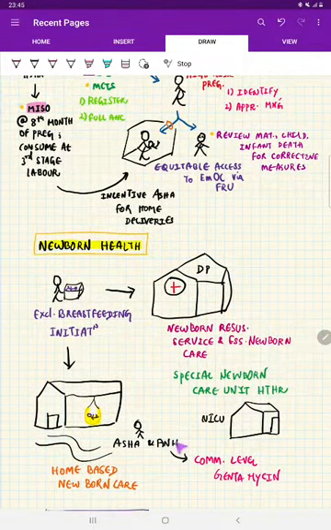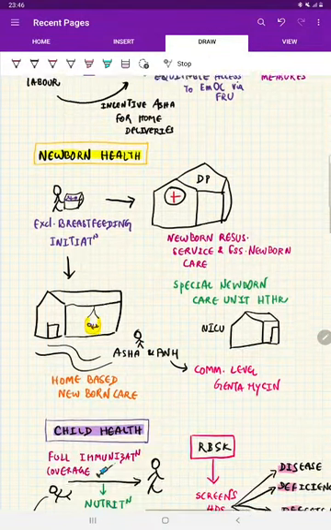So there should be an ASHA or ANM who is going to come to the home for home-based newborn care. And then there can be a practice of community level issuing of gentamicin. So this is all about the high impact interventions in newborn health: exclusive breastfeeding and initiation of breastfeeding, newborn resuscitation service and essential newborn care at the delivery point, special newborn care unit and home-based newborn care, community level gentamicin issuing.